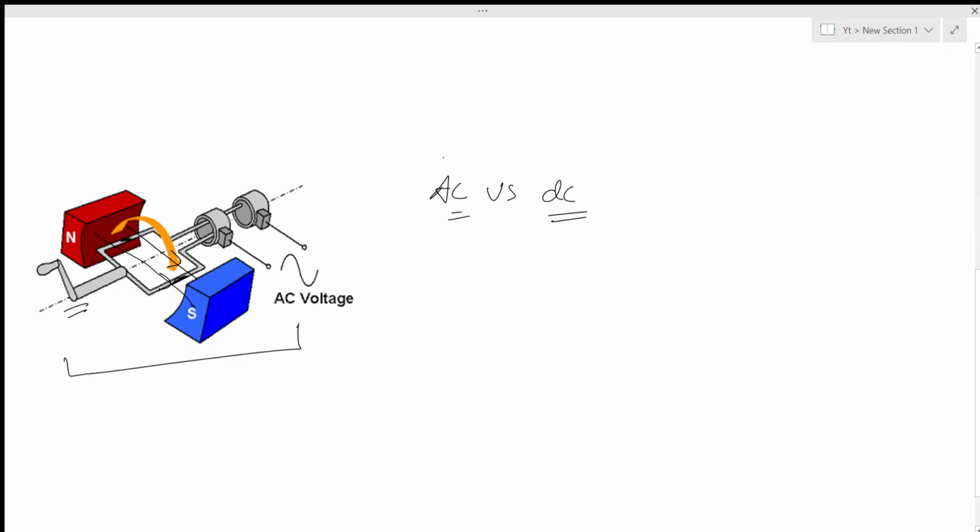Another difference is, if you remember the split ring commutator, in this it's not a split ring, but a slip ring. A slip ring commutator is used, and it has two slip rings, unlike the DC motor, which has one. Now the reason for this is not something that you really need to know. So just know that it has two instead of one. And well, that is pretty much it.